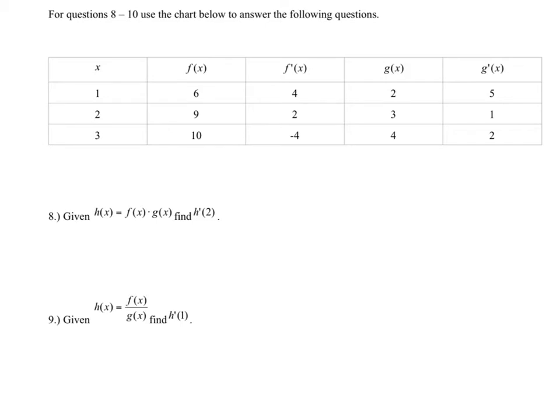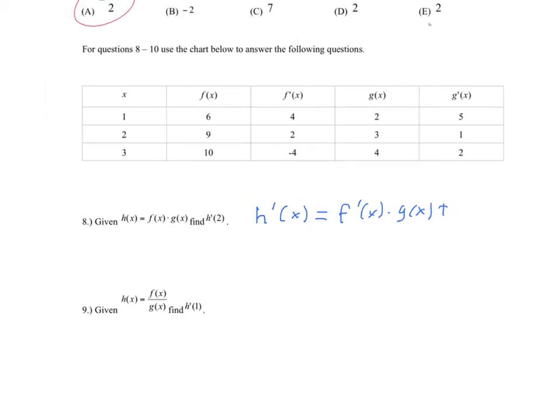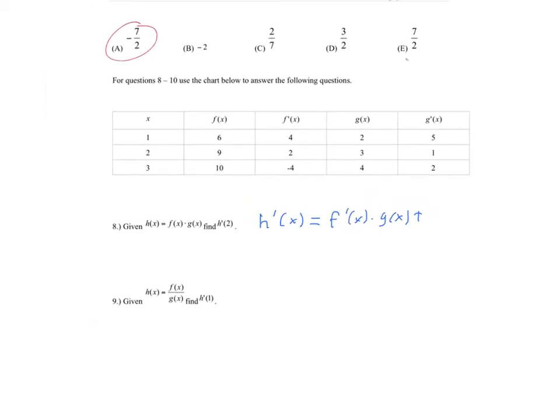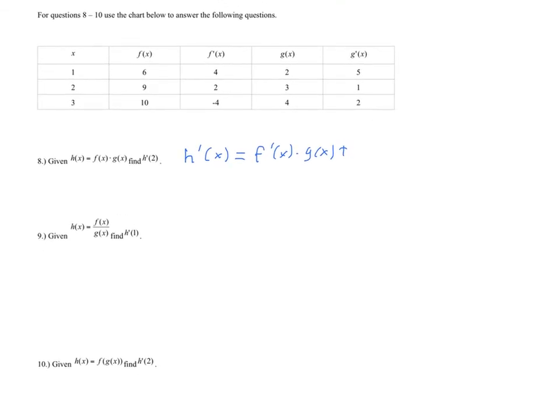So if h of x is the product of f and g, and I want to find the derivative at a particular x value, let's find the derivative of h in general. Since it's the product of f and g, it will be the derivative of the first times the second plus the first times the derivative of the second.